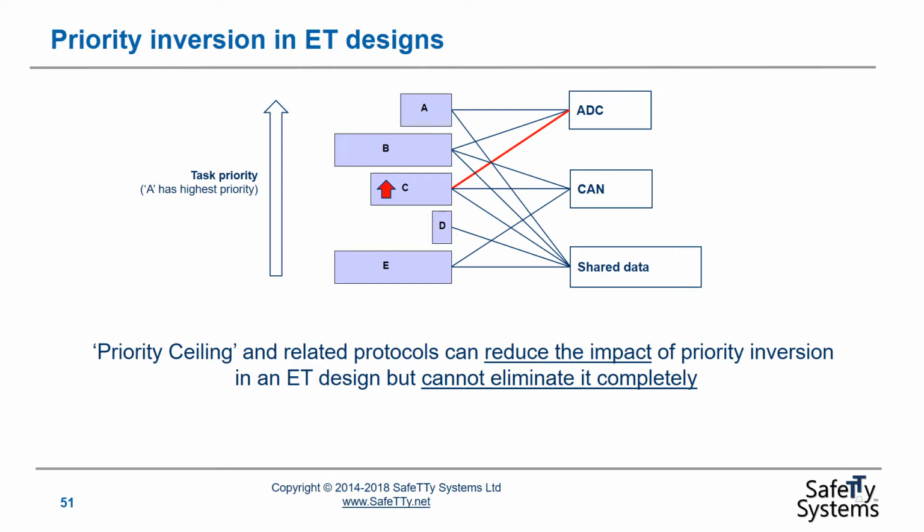Correct use of a priority ceiling protocol, for example, will help to address this problem, but it won't solve it completely. All that the priority ceiling protocol is doing is ensuring that task C completes its access to the ADC as quickly as possible. It doesn't mean that task A, the high priority task, gains access to this resource when it requires it.